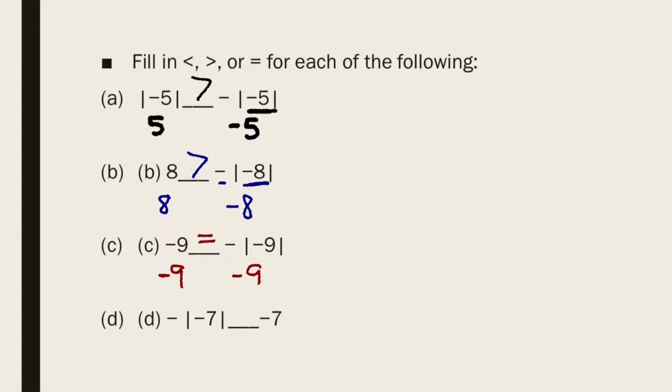On part D, I've got the absolute value of negative 7, but then I've got the negative on the outside, so that gives me negative 7 and negative 7. So that gives me an answer of they're equal to each other.